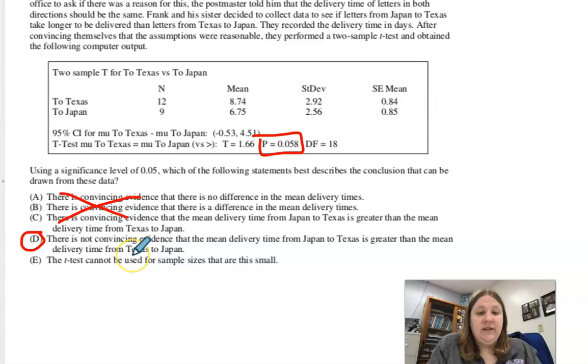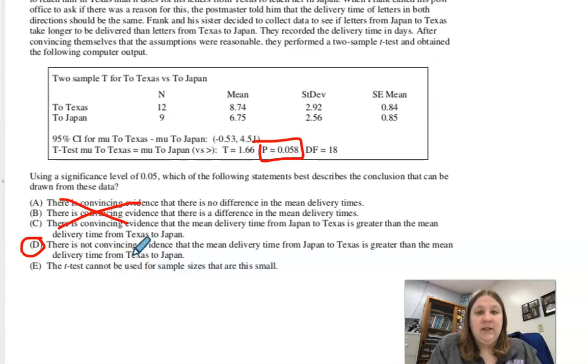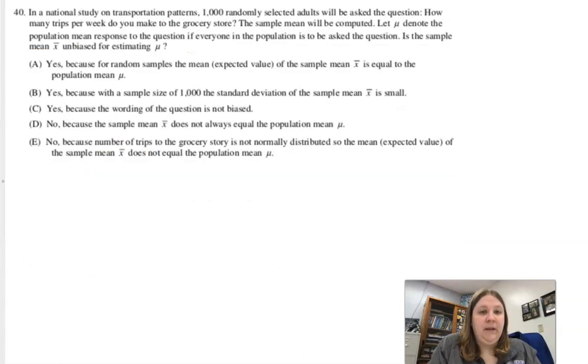Looking at E then, it says the t-test cannot be used for sample sizes this small. If you're tempted to pick that one, they say here after convincing themselves that the assumptions were reasonable, that means they're saying the conditions were met. So probably, even though these sample sizes are small, when they looked at them, they must have been roughly symmetric and no outliers. So the conditions were satisfied.